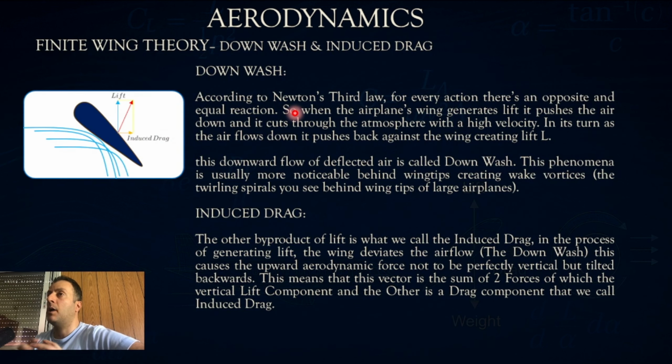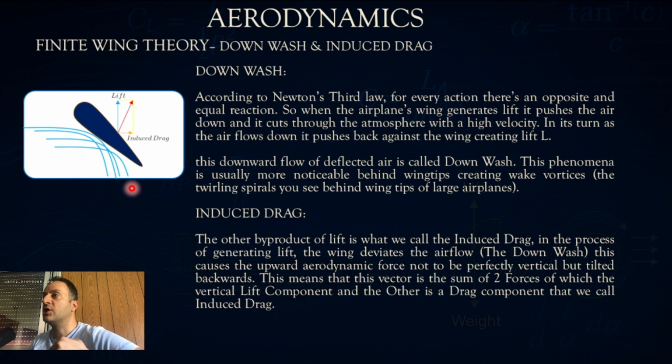Now let's talk about finite wing theory and the first two main phenomena, downwash and induced drag, which are related to each other. Downwash: according to Newton's third law, for every action there's an opposite and equal reaction. Of course, you already know that. So when the airplane's wing generates lift, it pushes the air downward, as it cuts through the atmosphere with a high velocity. In its turn, the air flows down.